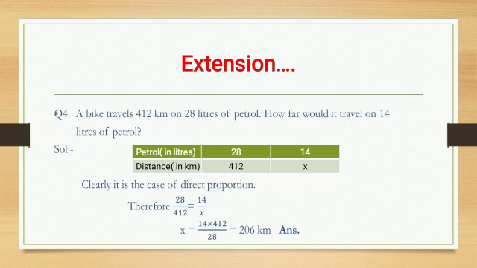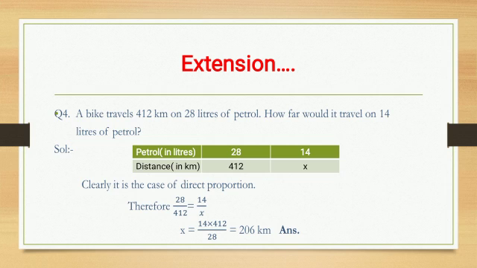Then we have written clearly it is the case of direct proportion. It is very important to write down this line, because before using any relation or formula, we have to give the reason behind it. So what is the reason? That it is a direct proportion. Therefore the ratios will be equal to each other. What do you mean by ratio? That is 28 upon 412 will be equal to 14 upon x. After that, what is left? Nothing, only you need to find the value of x after cross multiplying the terms.